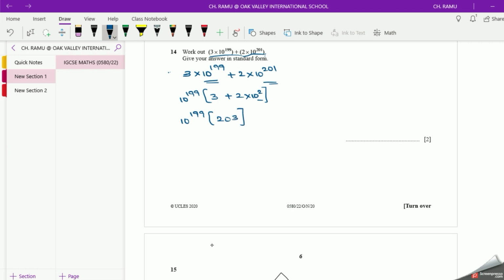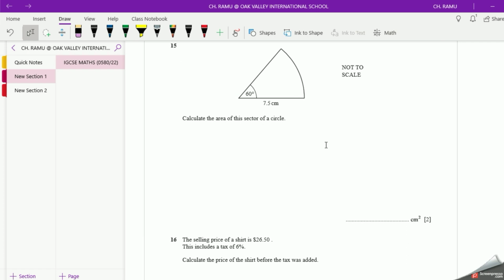Now we have to write, see the question, the answer must be in standard form. That is 203 into 10 power 199. The standard form is 2.03 into 10 power 201. That is 2.03 into 10 power 201. Now we can go for question number 15.